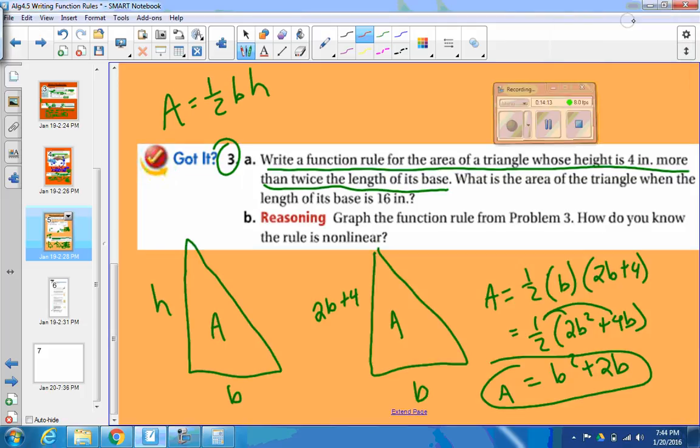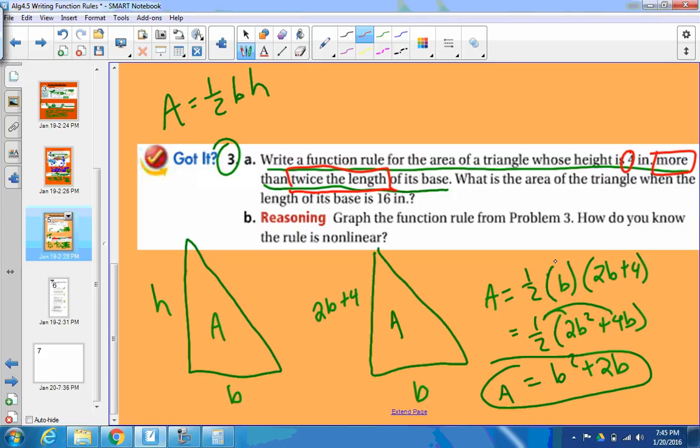All right, real quick here. What I did was I changed from showing you my picture with the area being the base and the height, but we're told that the height is 4 inches more than twice the length of the base. So I represented 2 times the base plus 4. So when you plug that into the formula, it's actually 1/2 times base times 2 times the base plus 4.